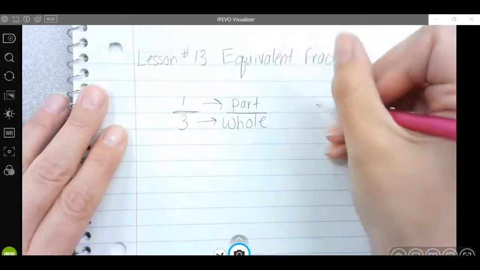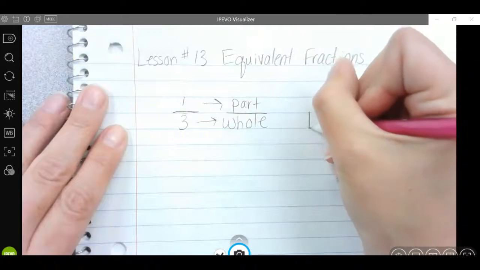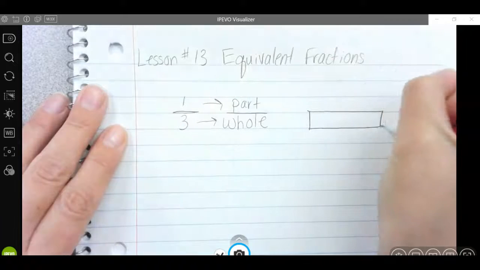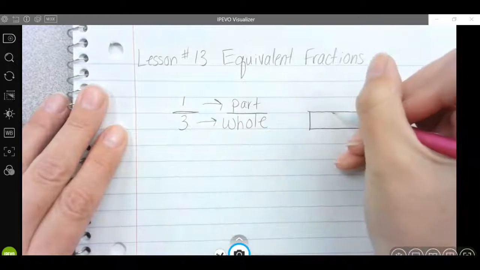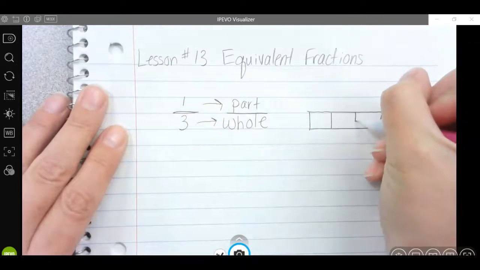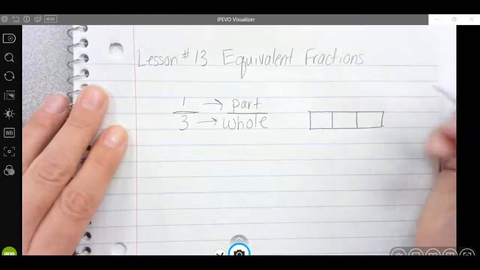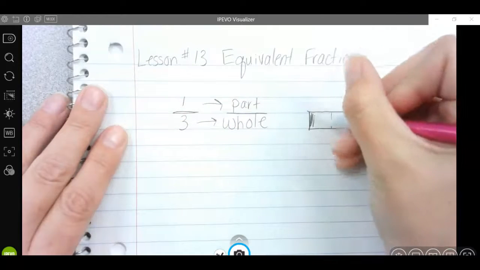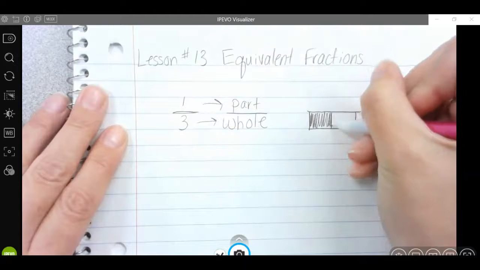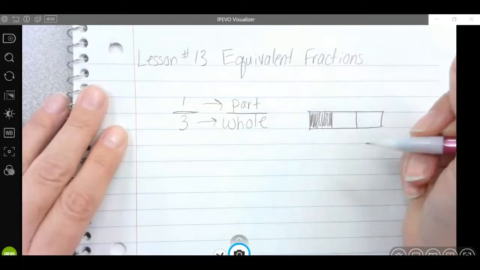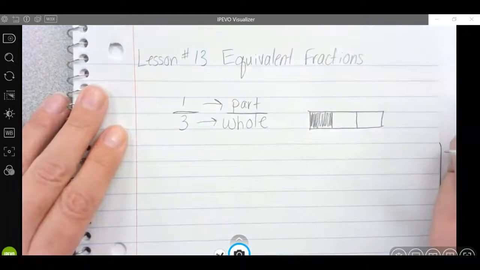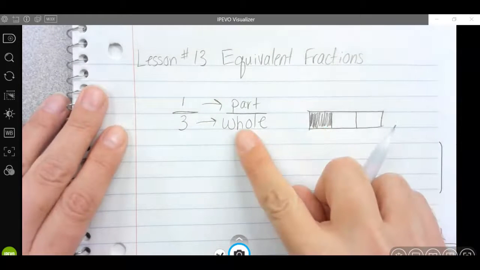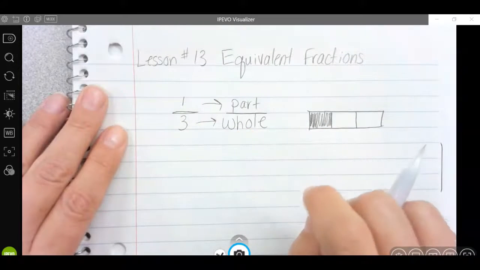So if I was going to draw 1/3, I would draw a shape. We're going to split it into 3 whole parts. So 1, 2, 3, and try your best to make them equal. And one of them would be shaded in. Now, it doesn't matter if it's this side here or this middle part that you shaded in or this side. It just needs to make sure that 1 part out of the 3 wholes are shaded in.